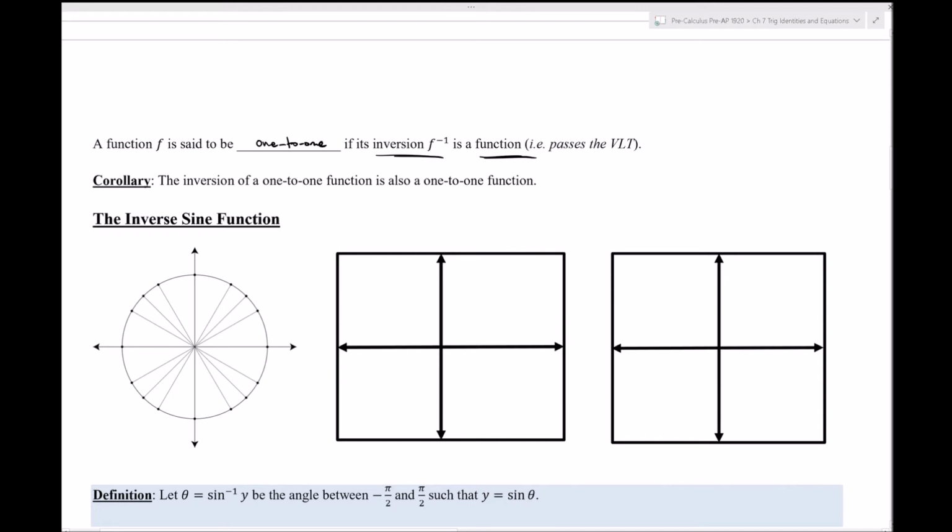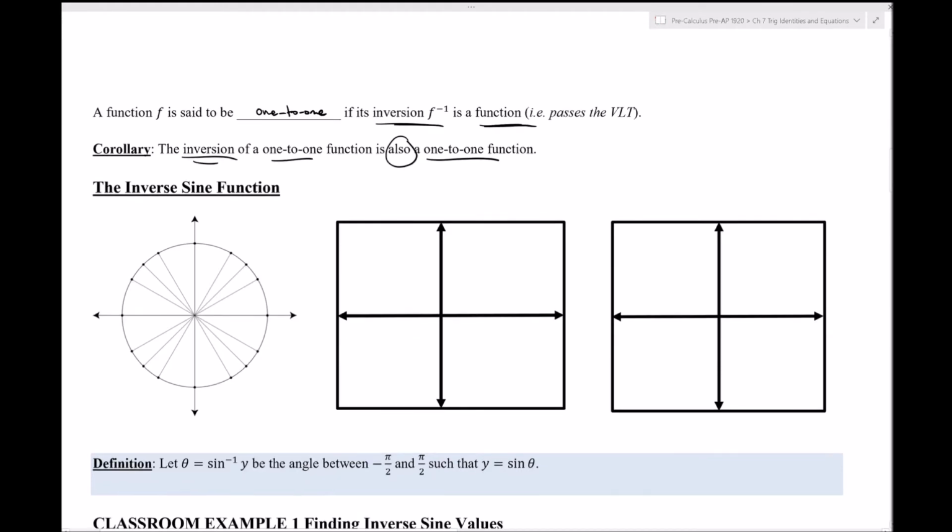Okay, as a real quick corollary, corollary just means that that's something that directly follows from the previous line. So as a corollary, the inversion of a 1-to-1 function is also 1-to-1. And that's quick to check. So if a function is 1-to-1, it passes both the vertical and the horizontal line test. So then its inversion should also do the same, pass both the vertical and horizontal line test. That's easy to check. So we'll talk about the inverse sine function.